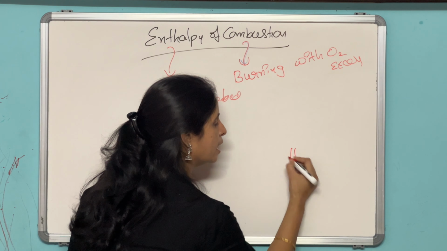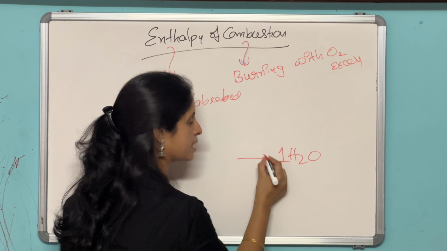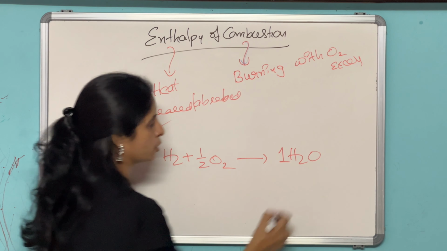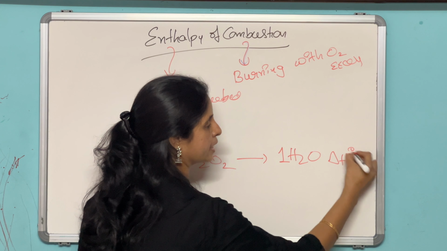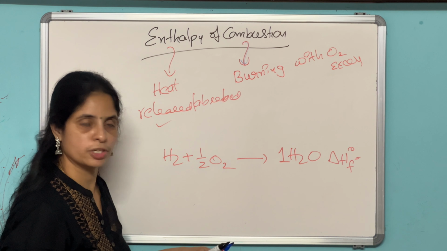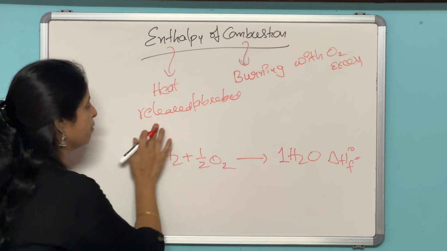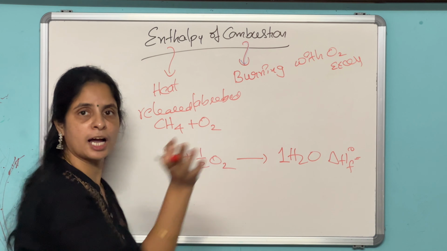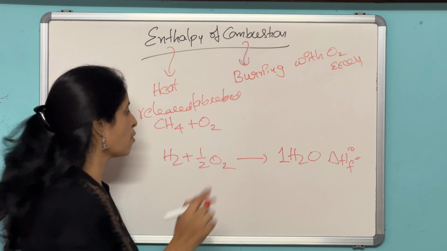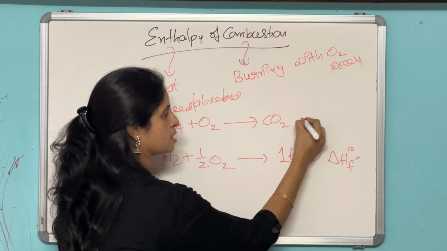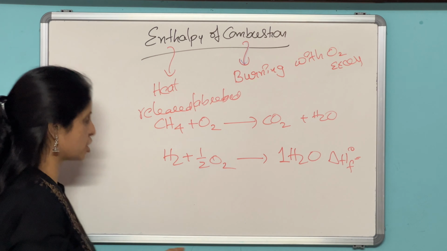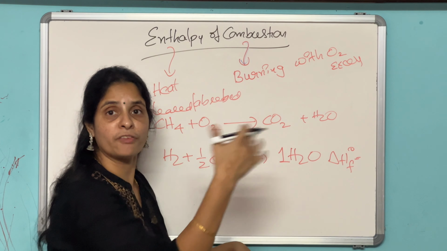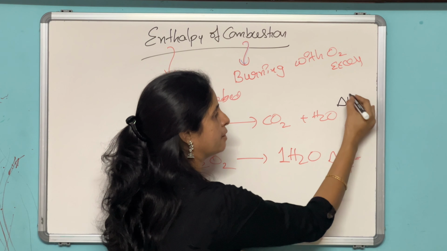For example, H2O formation. Here in the product side it should be 1 mole, from its constituent elements H2 plus half O2. Whatever amount of heat released, that is enthalpy of formation. Now let us take CH4, a hydrocarbon. When any hydrocarbon is burnt in presence of oxygen, the products are always CO2 plus H2O. What is our condition here? This should be 1 mole. Got the difference? Whatever the amount of heat released, we call it enthalpy of combustion.